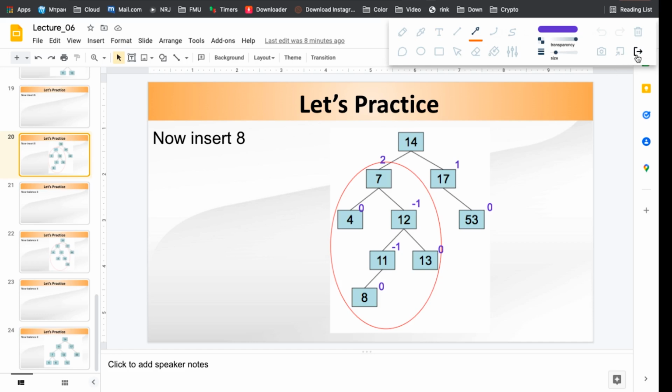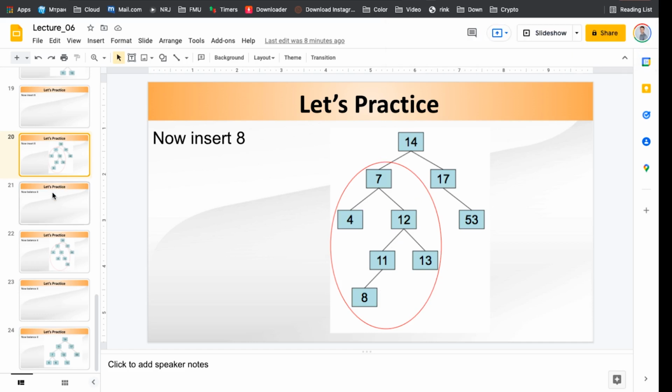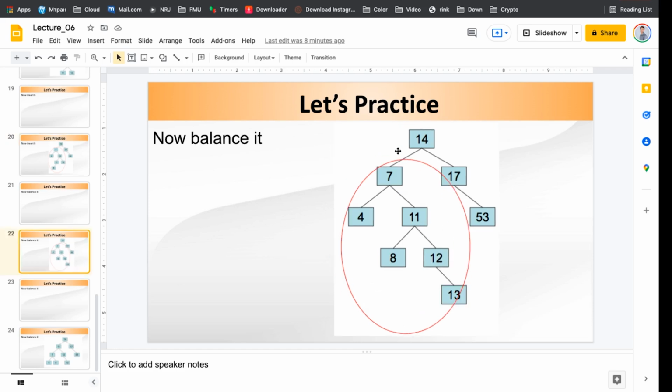These slides show how to do it according to the book. According to the book, you need to perform the right rotation first. So you need to bring 11 up, and then 12 down. So it's going to be like this. And then after that, you need to rotate the whole thing to the left. And it's going to be like this.